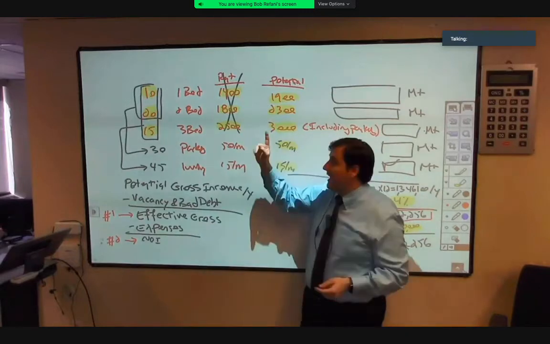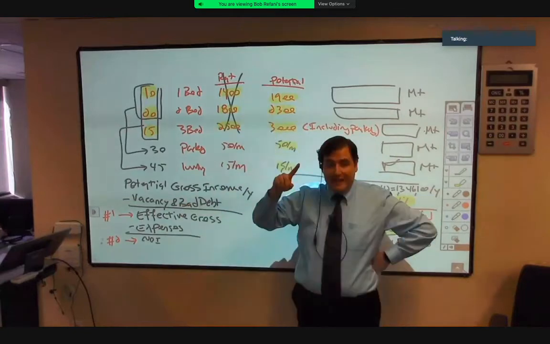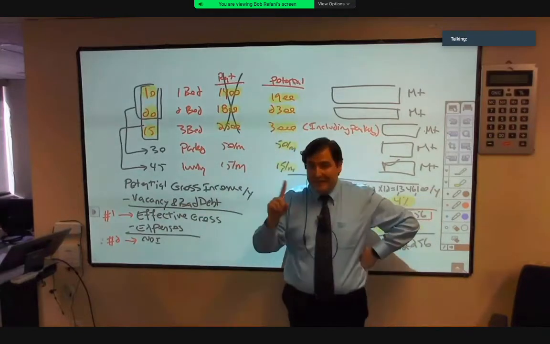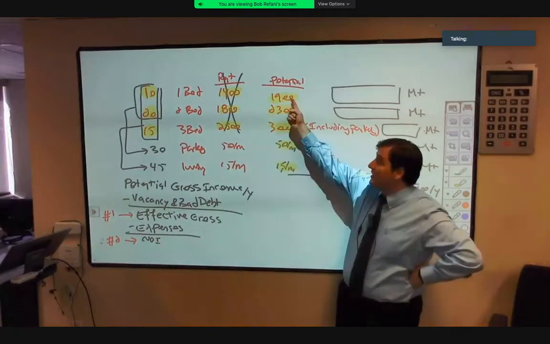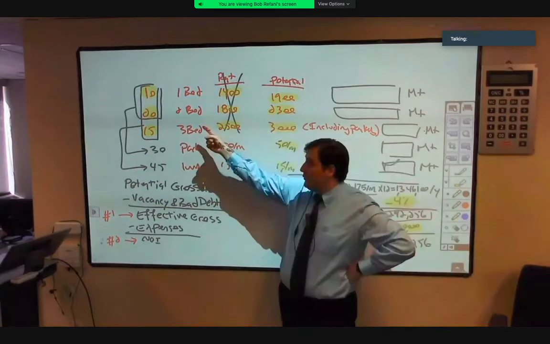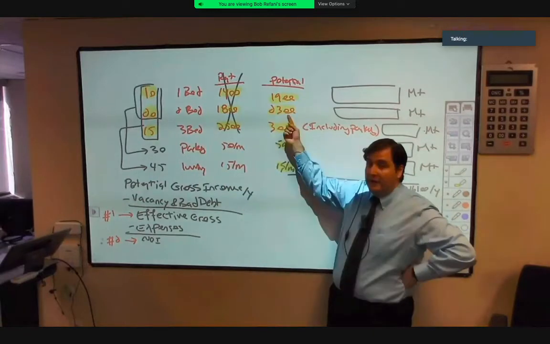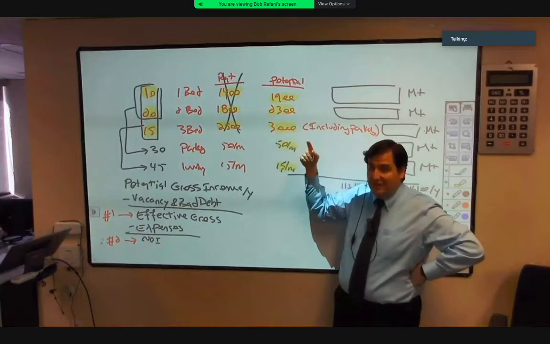So they have 10 one-bedrooms renting right now at $1,400 a month. That's the rent you're collecting today, but that's not important. What is important is the potential rent, $1,900 a month. It has 22 two-bedrooms. That's $1,800 right now, but it could go to $2,300. So that's what's important, not what's renting, but the potential.